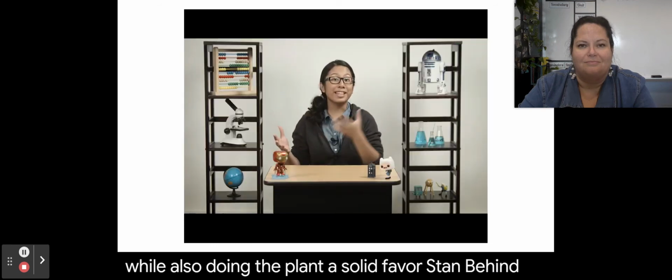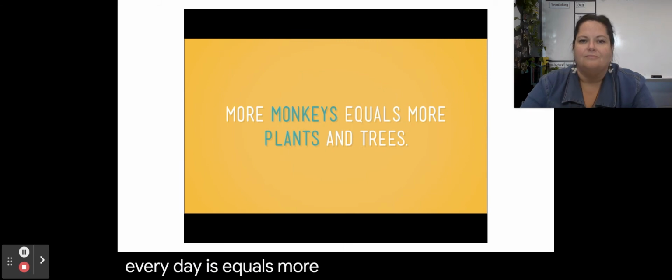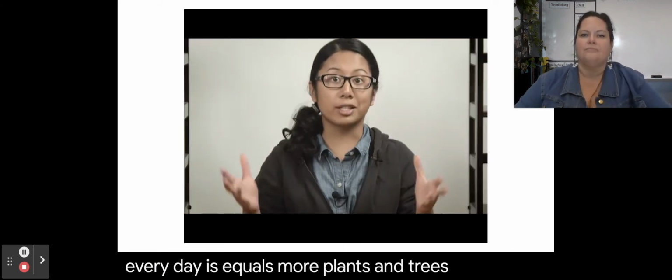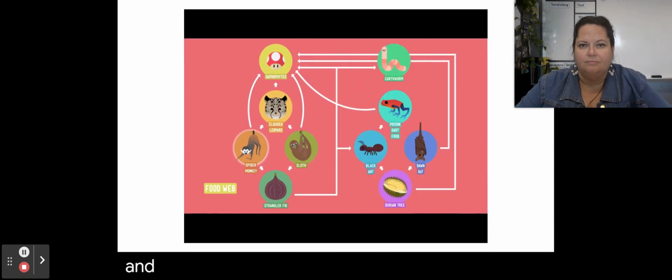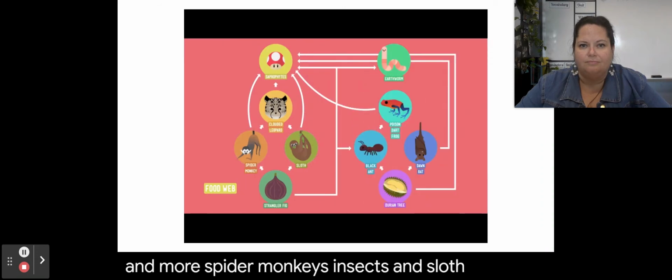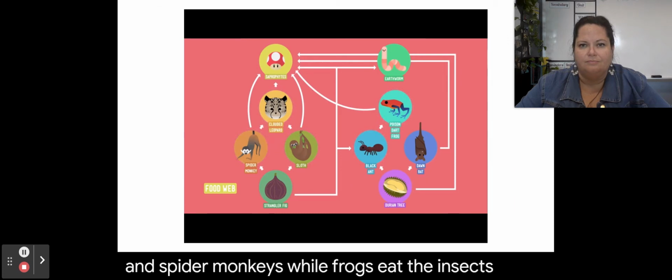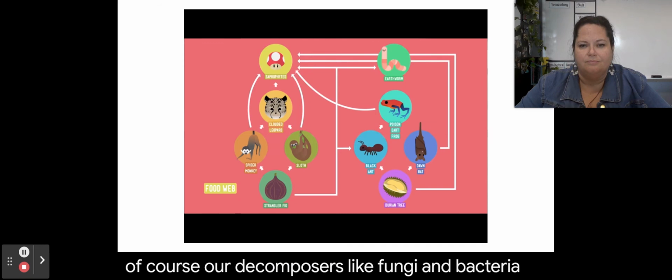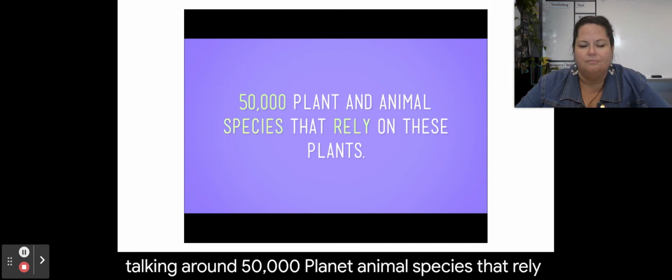Imagine thousands of monkeys eating thousands of fruits every day. More monkeys equals more plants and trees. Those trees support lots of other animals. Insects and sloths eat those plants too. And more spider monkeys, insects, and sloths mean more food for carnivores. Leopards dine on the sloths and spider monkeys, while frogs eat the insects. And of course, our decomposers, like fungi and bacteria, break down leftover plant and animal matter. So we're talking around 50,000 plant and animal species that rely on these plants.